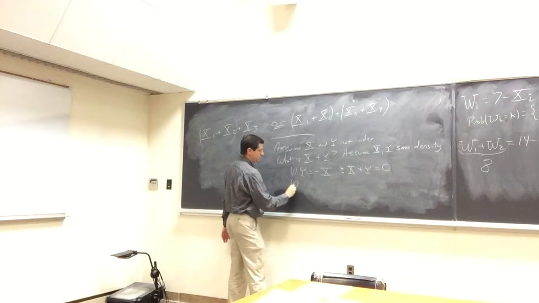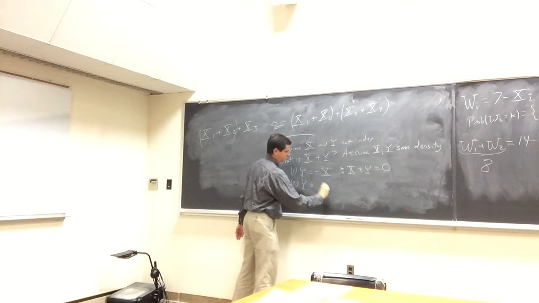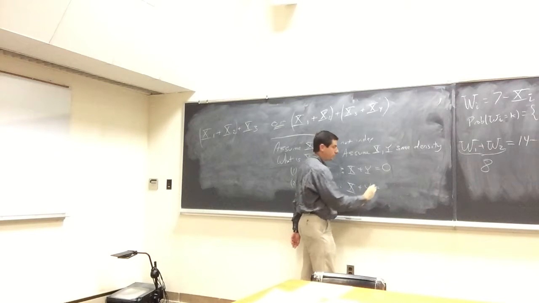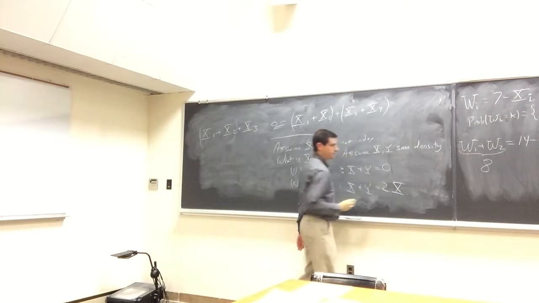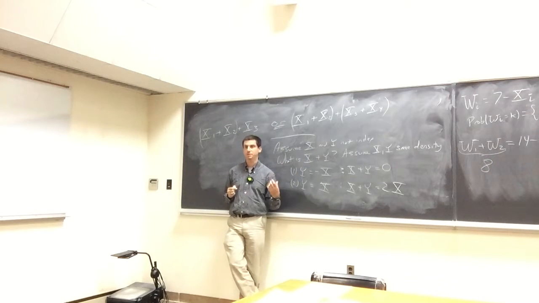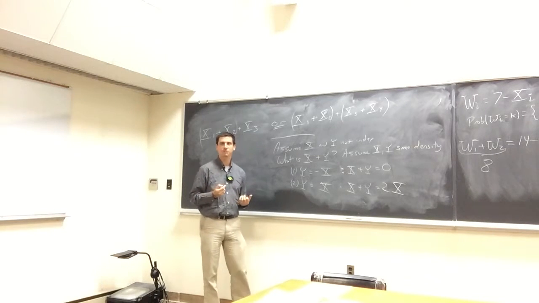Or you could take the case where y equals x. And then what would x plus y be? Twice x. So the situation is extremely different if you have dependent random variables. You need to know how they're dependent. So later in the course, we will do a lot of stuff with dependent random variables.